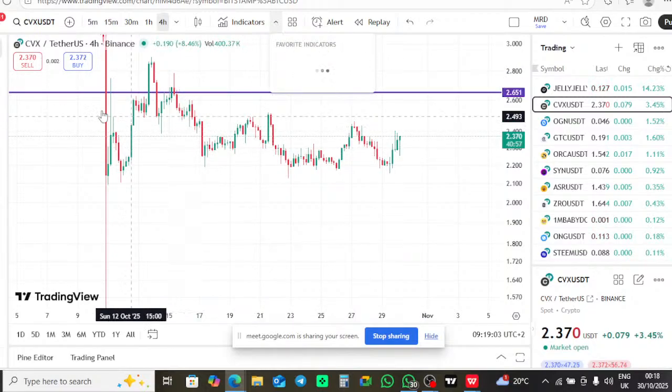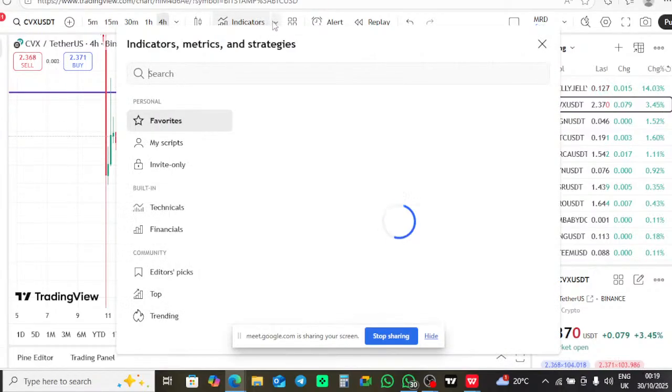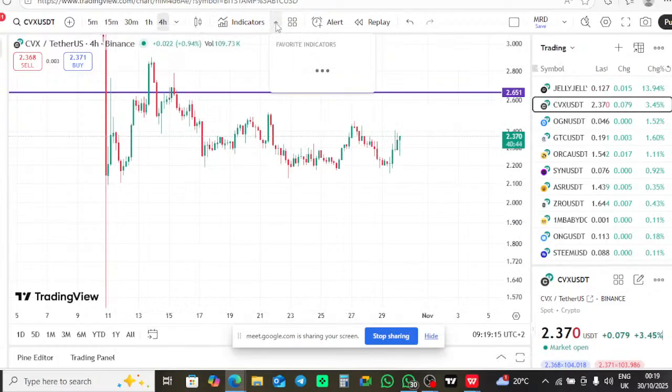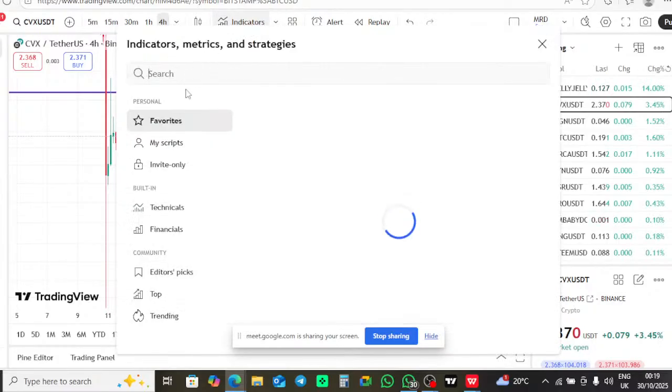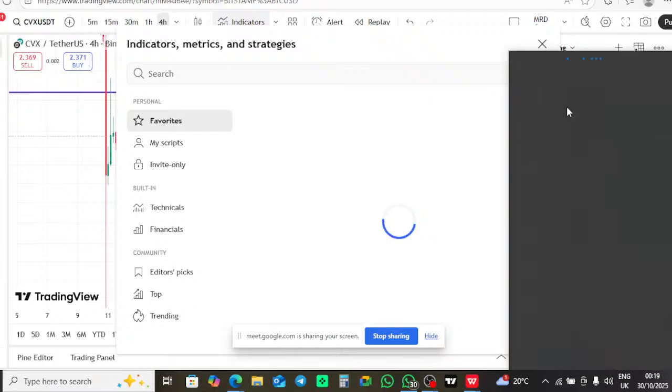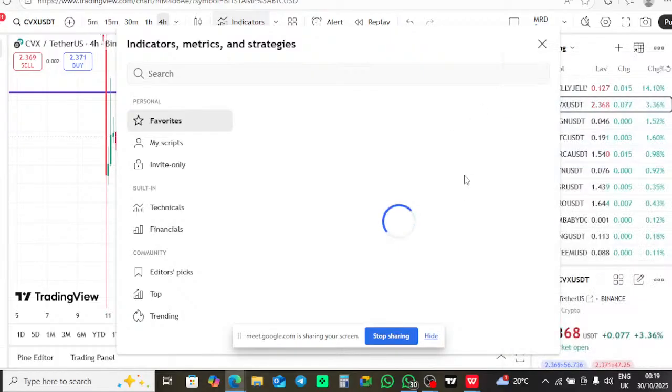My God. Okay. Oh, why? They are not opening up. I wanted here, on favorites. What is the problem? These indicators are not showing up.